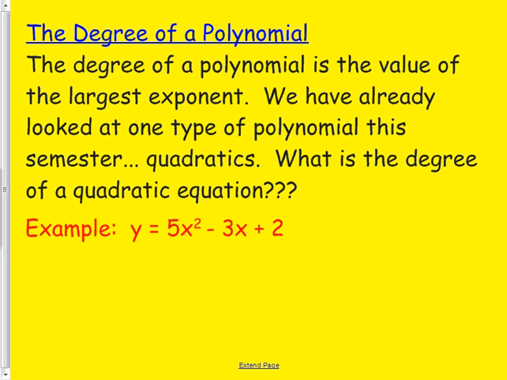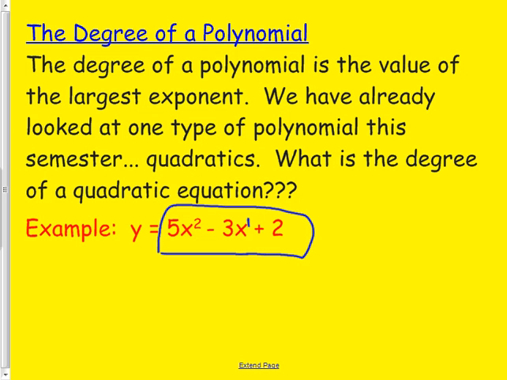The degree of a polynomial. The degree of a polynomial is the value of the largest exponent. We've already looked at one type of polynomial this semester, which is quadratics. So this one is a quadratic like we've been used to. What's its degree? 2. This is called degree 2. Basically, you just pick the biggest one. Notice there's a 1 there.